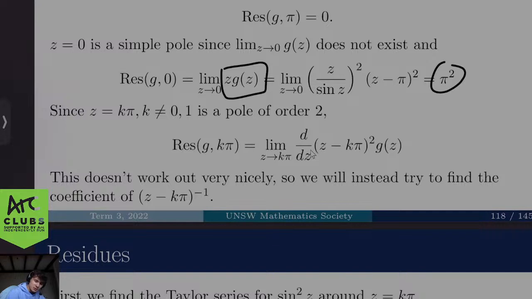And remember, the residue is c negative 1. So if we could find the coefficient of z minus k pi to the -1 in the Laurent series expansion of g of z, then we can find the residue, because that's the same thing, right? The residue equals that coefficient.